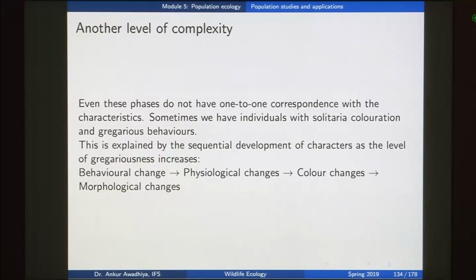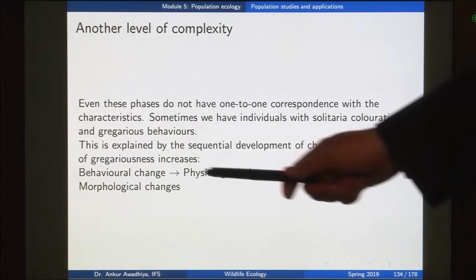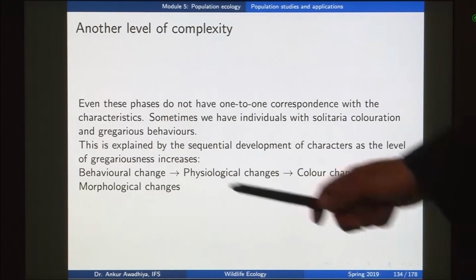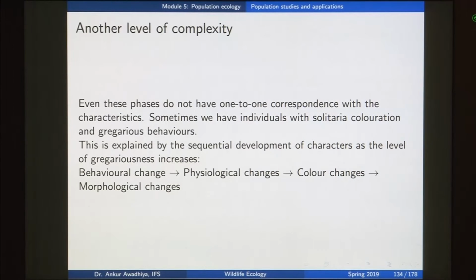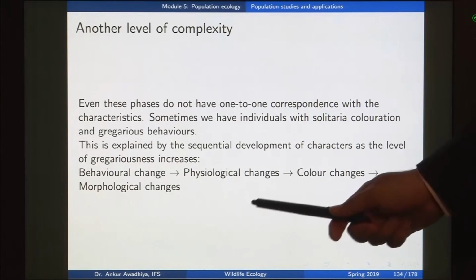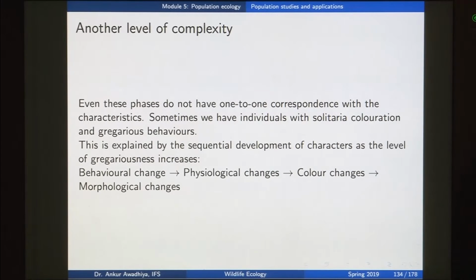If you look at the field situations, in a number of cases you will find things that change in the fields. In this case, you have individuals with solitaria coloration and gregarious behavior. Now, this was explained later on because we saw that there is a sequential development of characters. First of all, there is a change in the behavior. After the change in behavior, we have physiological changes in terms of some hormones that are produced. Once you have these hormonal changes, the color changes and then there will be morphological changes.